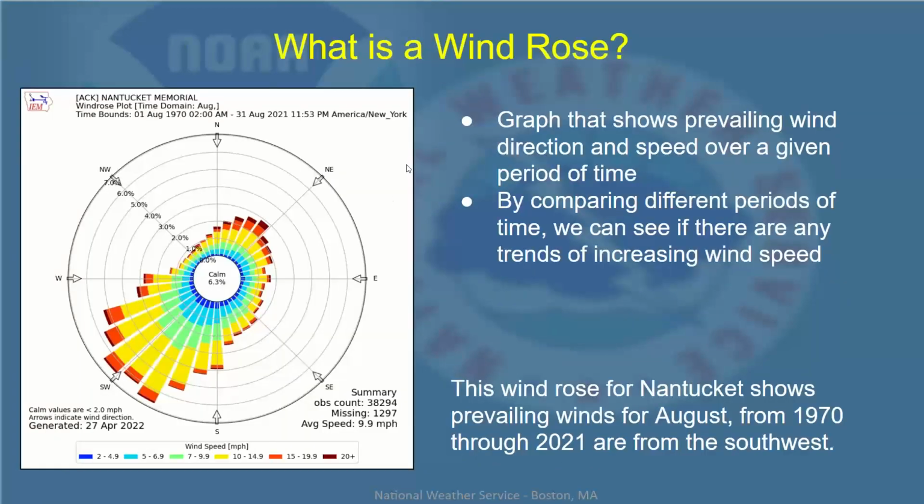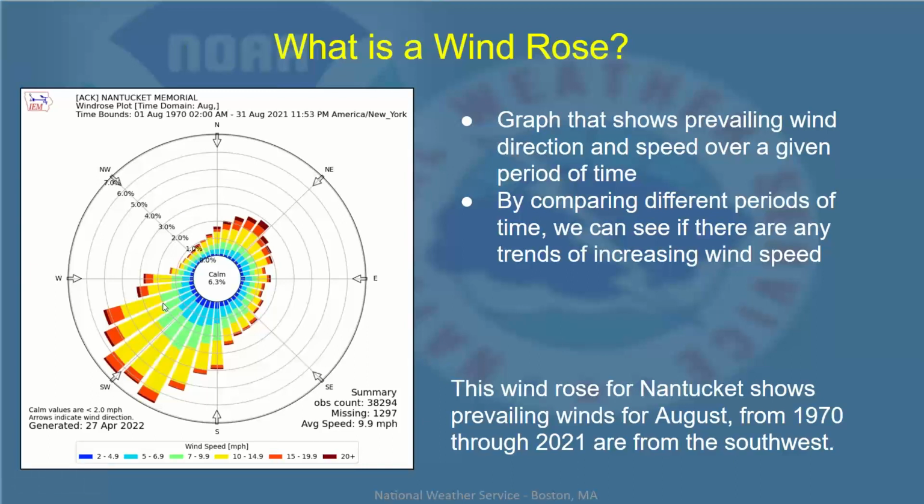So let's take a look first. What is a wind rose? If you're not familiar, this is a graph. It shows prevailing wind direction and speed over a given period of time. So on the left, you're looking at a wind rose for Nantucket, and this would be over the month of August, from 1970 through 2021. So this shows us in August on Nantucket, the prevailing wind is from the southwest. So we're using compass points. The wind is blowing from the southwest a majority of the time.